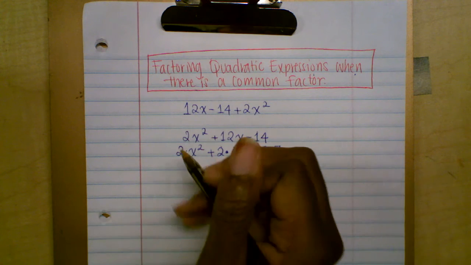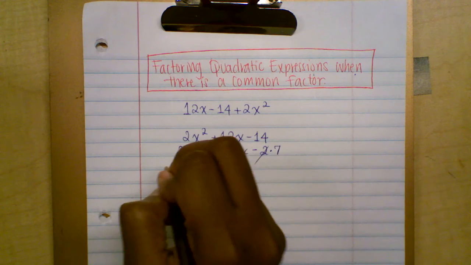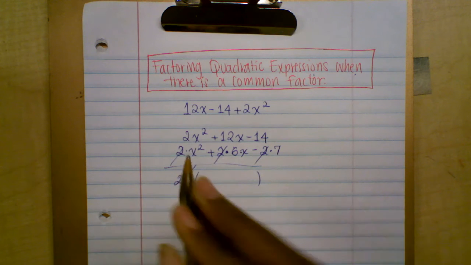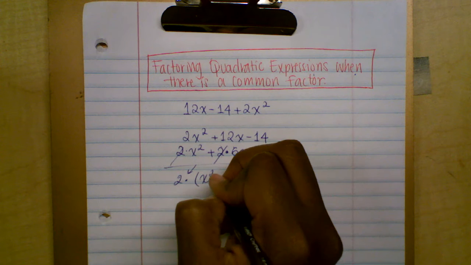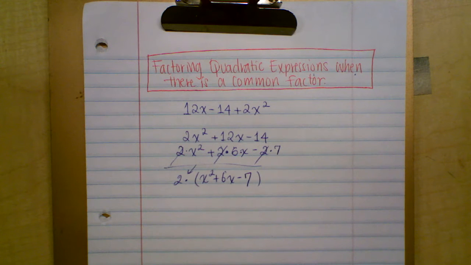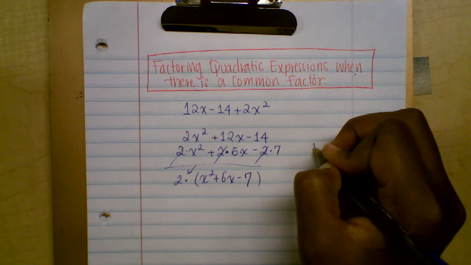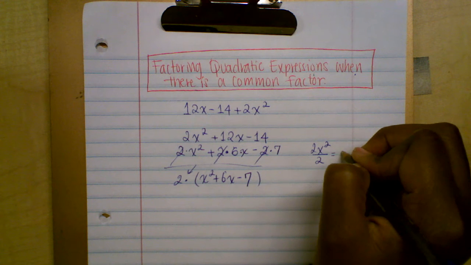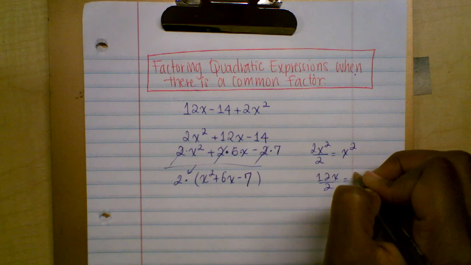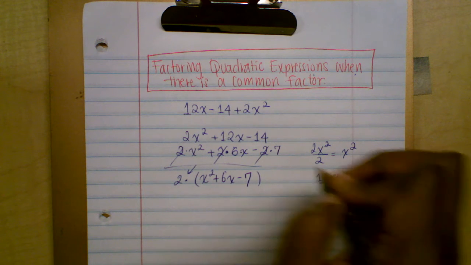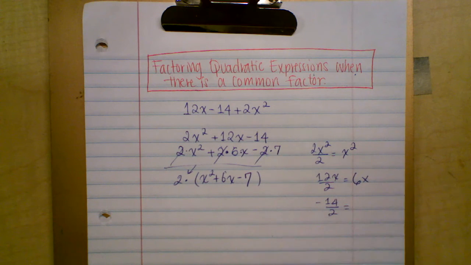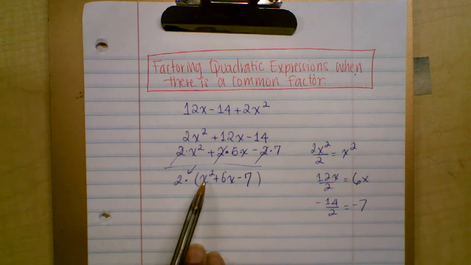So you're going to pull out the common factor. You have 2 outside, and what do I write inside? The leftover: x squared plus 6x minus 7. Or you could take 2x squared divided by 2, which gives x squared, 12x divided by 2 gives 6x, and negative 14 divided by 2 gives negative 7, and you match what you have here.